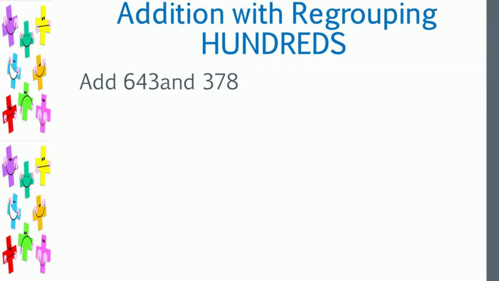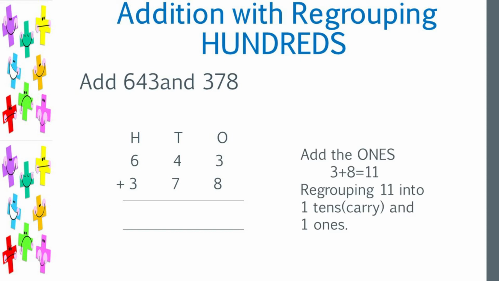Now children, let us learn the addition with regrouping hundreds place. Here our example is to add 643 and 378. Let us first write the numbers in column form. We will start adding the digits at ones place. So 3 plus 8 is 11.